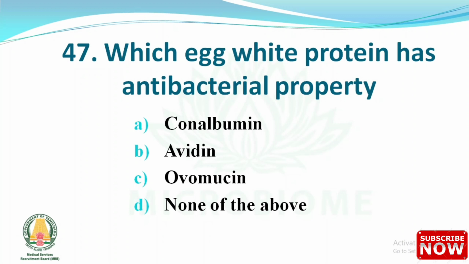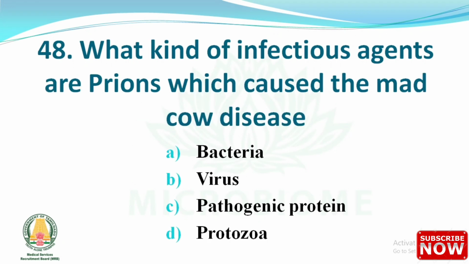Next question, which egg white protein has antibacterial property? The options are corn albumin, avidin, ovomucin, none of the above. The right answer, option A, corn albumin. And next, what kind of infectious agents are prions, which caused the mad cow disease? The options, bacteria, virus, pathogenic protein, protozoa. The right answer, option C, pathogenic protein.